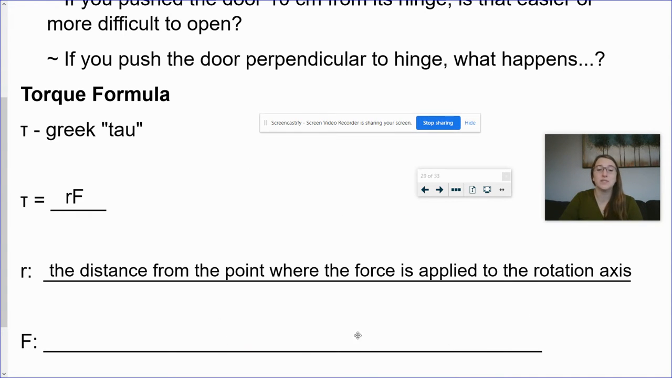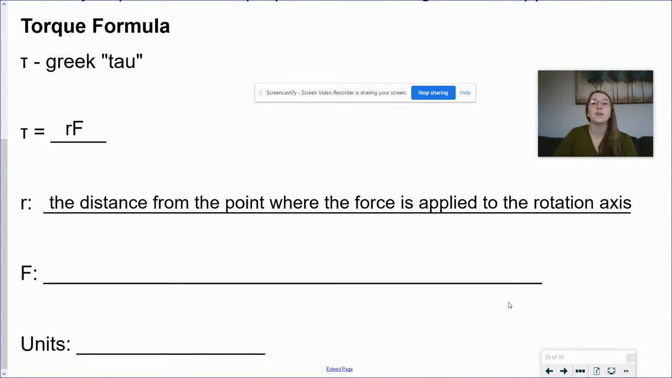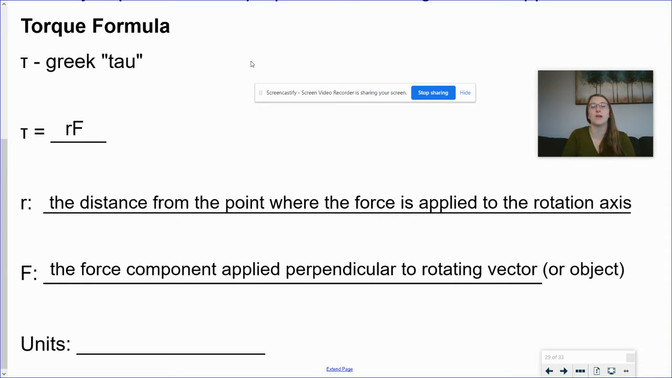Now, F is very specific. And this is true in any case, back when we were talking about forces a lot. The F that we're talking about specifically has to be in the direction of motion. In this case, we're talking about the force component applied perpendicular to the rotating vector. This sounds really fancy, but it means if I have a door, we're talking about the component that is straight onto it. If I push the door at an angle, we need the component perpendicular to it. So we'll talk about that later. You'll see it a bit more in a picture what I mean by that.